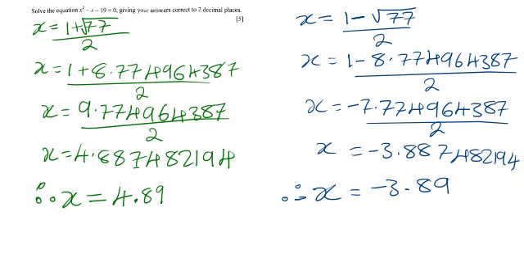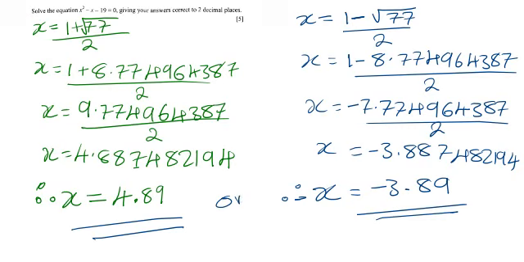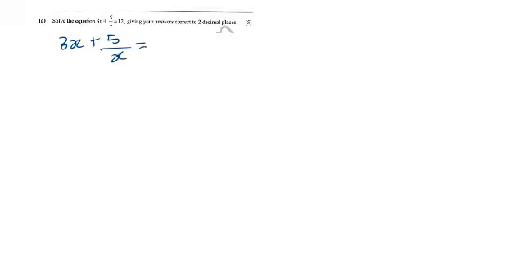You just have to be extra careful when you are substituting your values into the formula. Now for the second question, it is saying solve the equation. The equation is 3x plus 5 over x equal to 12.